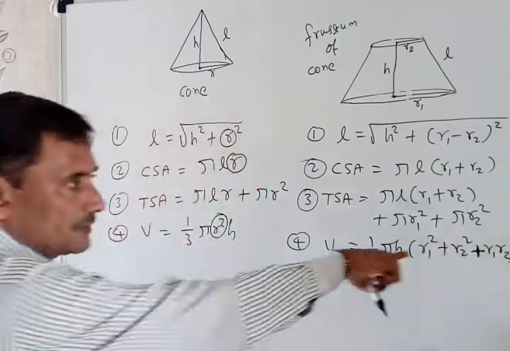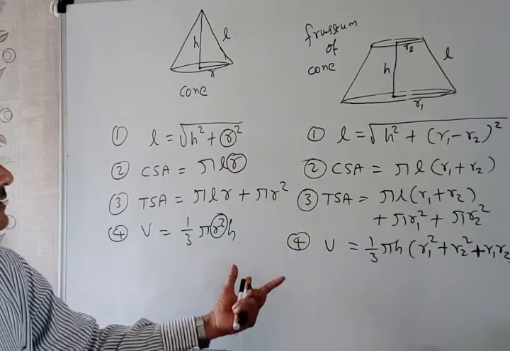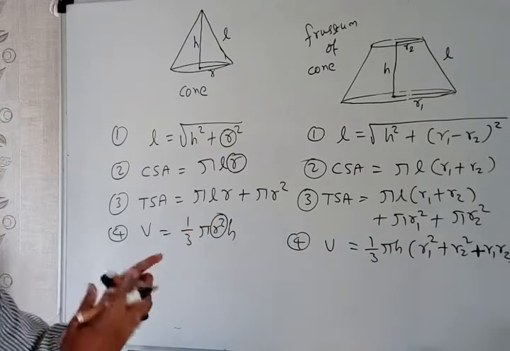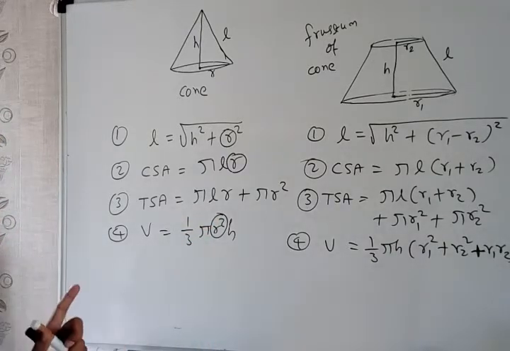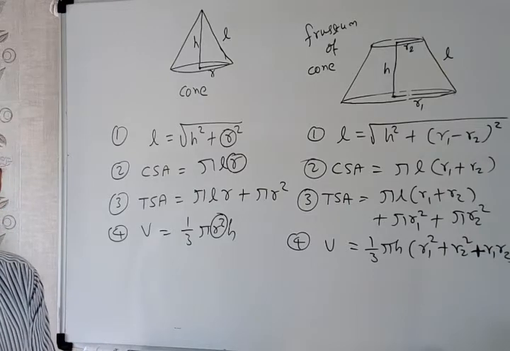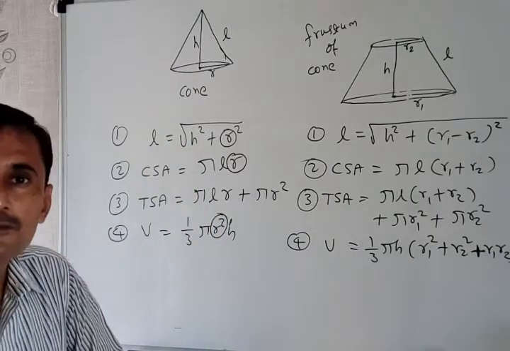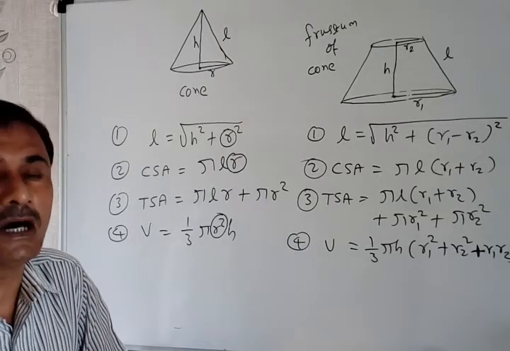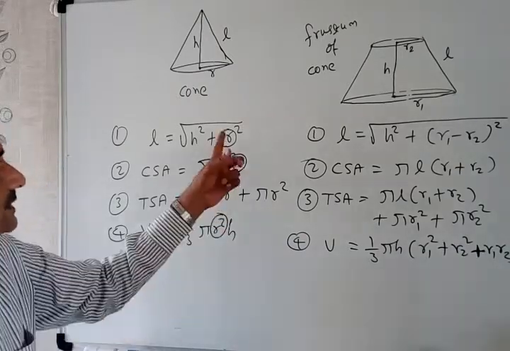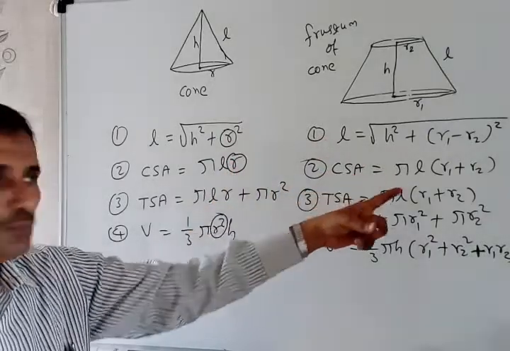Okay, not r1 plus r2, r1 r2. So this way, if you remember, then after relating both shapes' formulas, there is this clear relation. We just remove r and we input both r's. Here r is replaced by the difference of both r's. Here r is replaced by the sum of both r's.